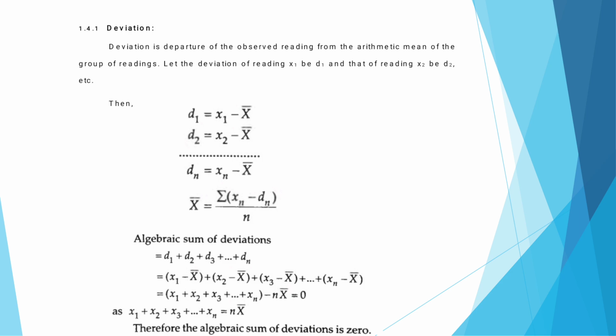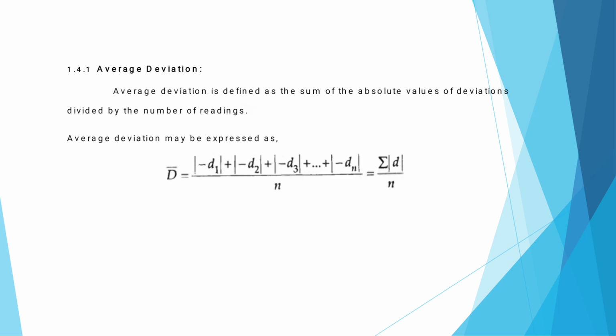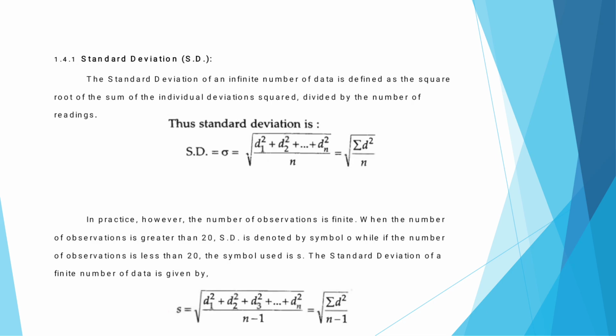So deviation is actually the difference of the observed reading from the arithmetic mean of the group of readings. So you can see the D1 value, D2 value, finally up to the Dn value. And here we find the average deviation, that is defined as the sum of the absolute values of deviations divided by the number of readings. And here you can see the standard deviation.